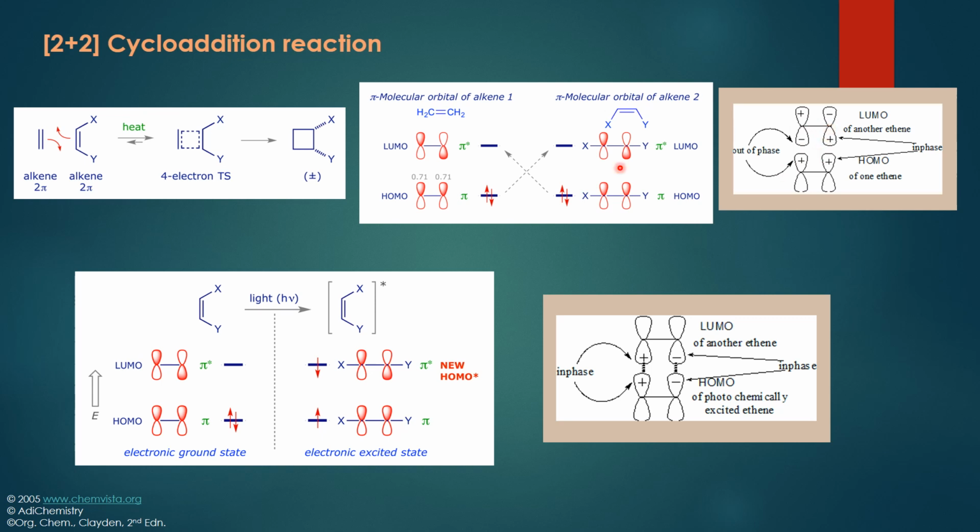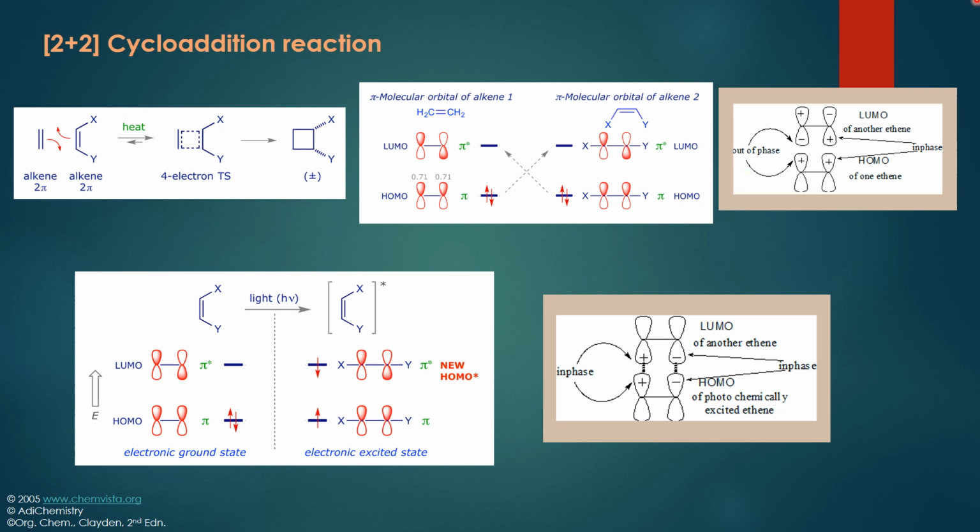That is why, under the thermal condition, the 2 plus 2 cycloaddition proceeds only by the interaction between the HOMO of one alkene and the LUMO of the other alkene. But one will be in phase and the other will be out of phase, and hence under thermal condition, this reaction could not proceed.